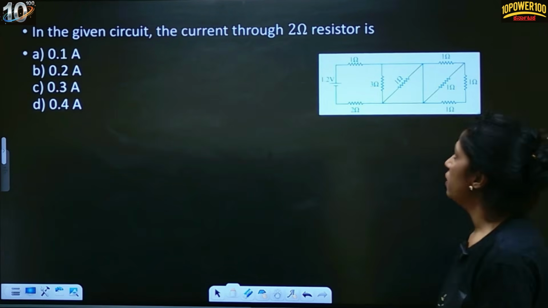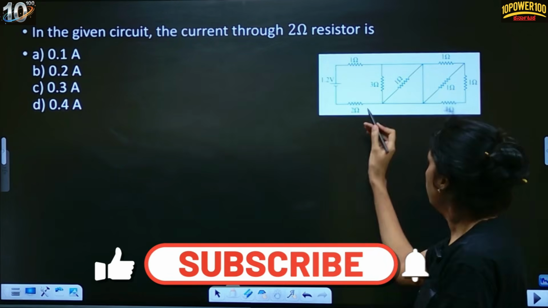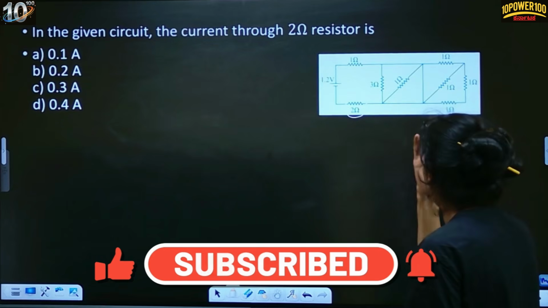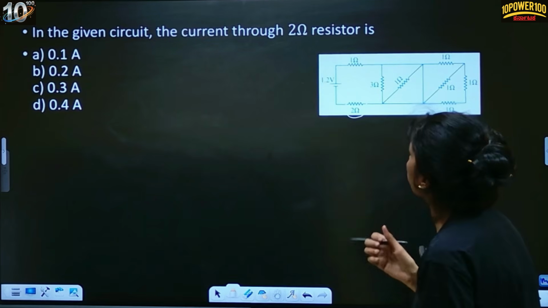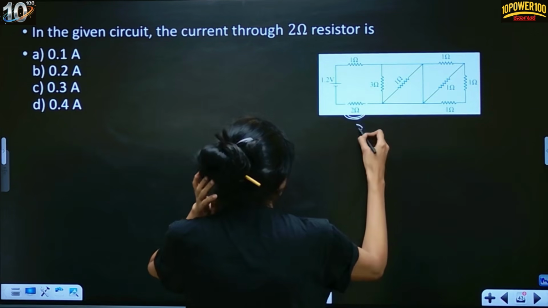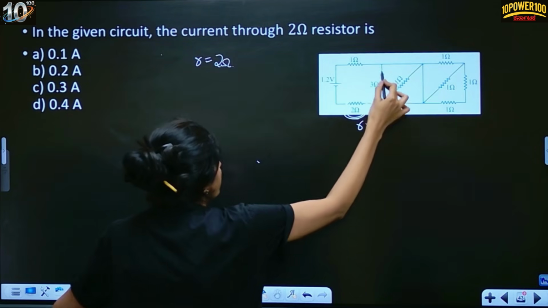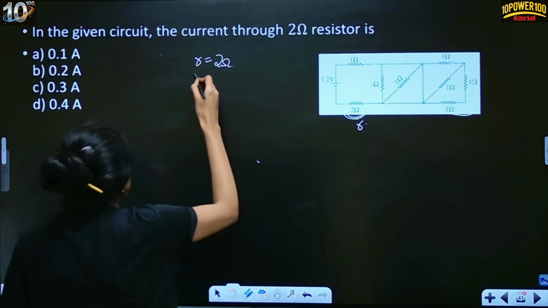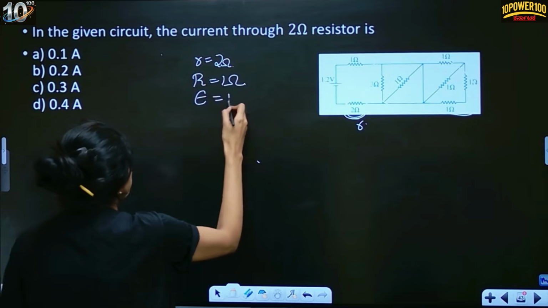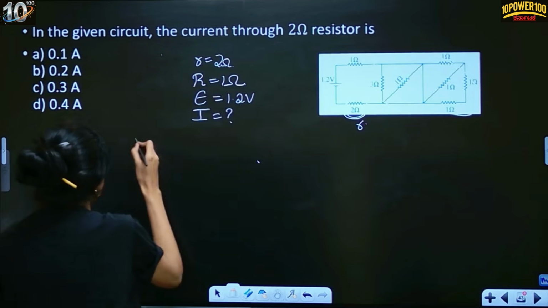Next, in the given circuit, the current through the 2 ohm resistor is, okay, so where is the 2 ohm resistor? Over here, the 2 ohm resistor is there. So what's the current through this, they're asking. Now we have a formula. The 2 ohm is nothing but our internal resistance, right? So internal resistance is 2 ohm, and you can ignore this. The external resistance is how much? 1 ohm. So EMF is 1.2 volt. What's the current they're asking? I equals question mark.